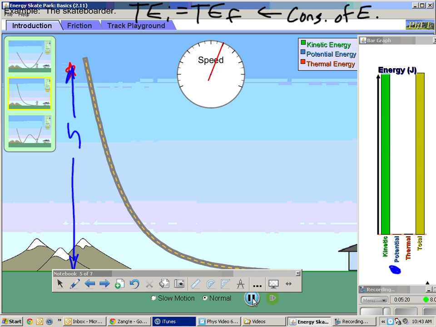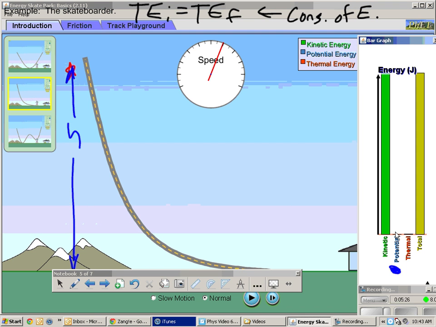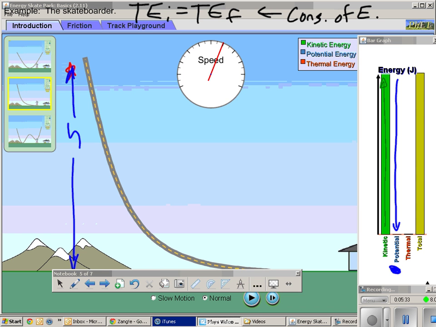All right, so what happened there is, as he rolled down the hill, his potential energy decreased, right? And in return, the kinetic energy increased. But the total stayed the same. So here we have an example where we just converted energy from one form to another. In this case, we converted potential energy to kinetic energy.